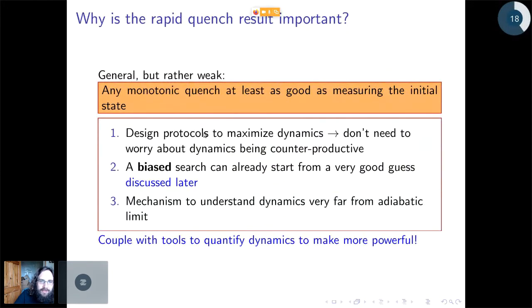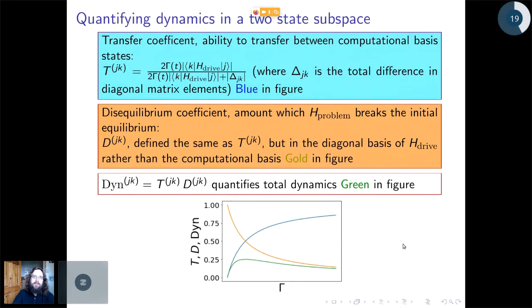So let's talk about designing protocols to maximize dynamics. The idea here is, I've already justified that we really just want to care about how much dynamics we have, not about whether or not it's helping us, because we know it's helping us. So what we really want to do is balance off two things against each other. We want to balance off the ability to transfer between these bit strings and jump between them. And so we've defined this quantity here that measures how much you're doing that. It's basically the off-diagonal element over the sum of the diagonal and off-diagonal elements in a two-state subspace. We call this the transfer coefficient.